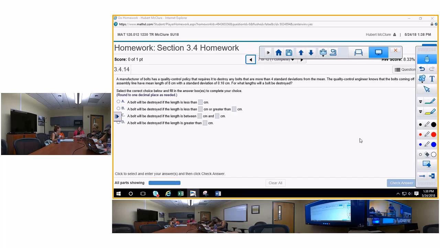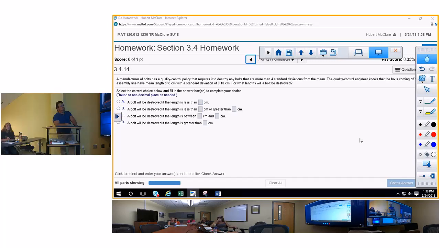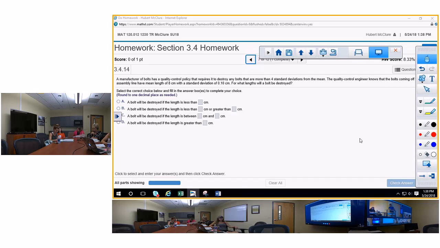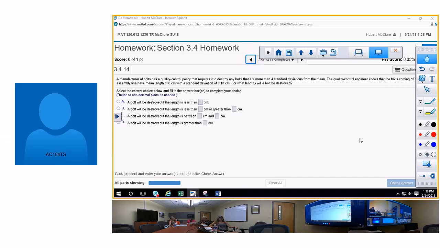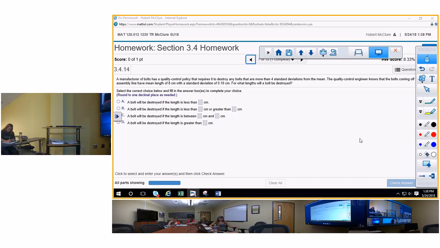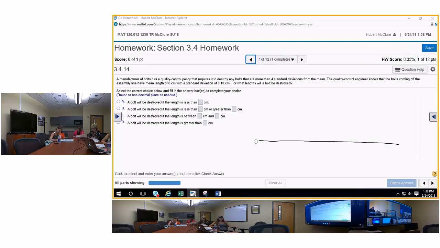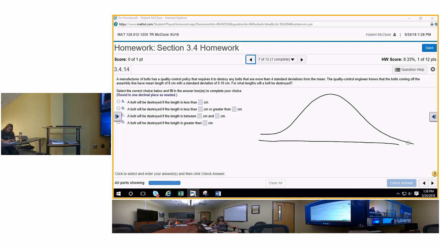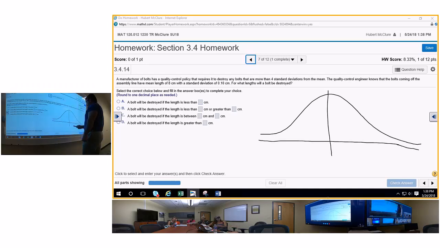What is the standard deviation? What's the problem, Aisley? Y'all talking too much. What's the problem? Can't read that tiny writing. Okay, let me draw it for you. I'll just go ahead and draw it. So, the mean is 8.